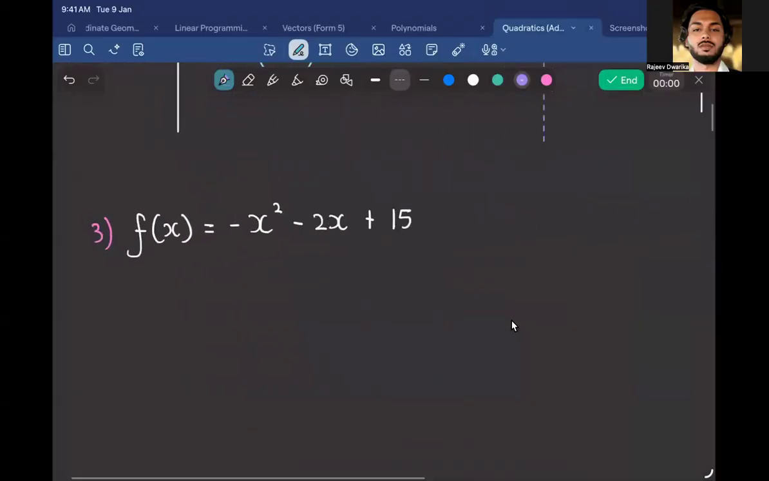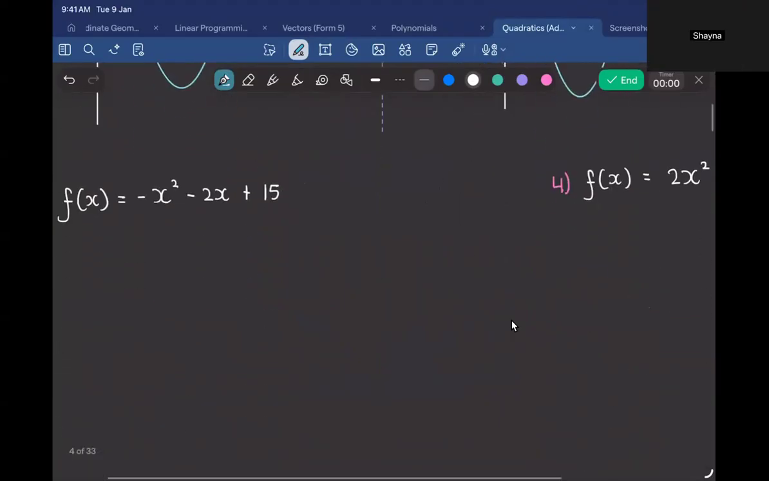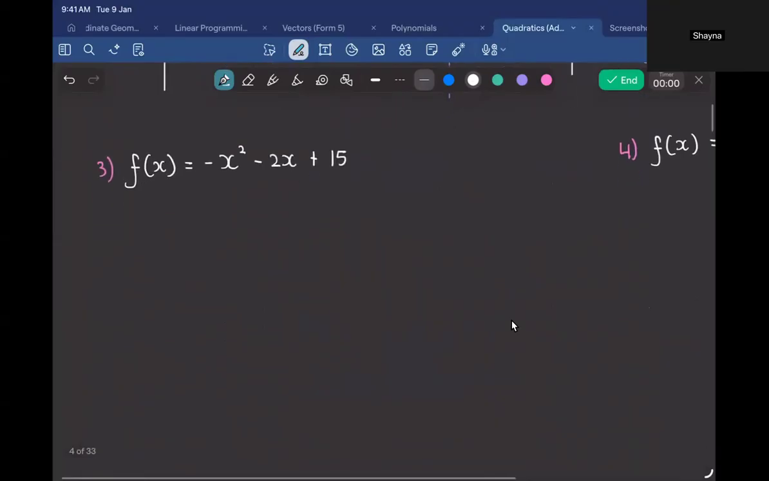Okay, so Shayna, this is what your graph is supposed to look like. Please pay attention. I fixed it. Okay, that's good. But please pay attention to the roots, whether it's positive or negative. Yes, sir. All right, so Shayna, let's do question 3.